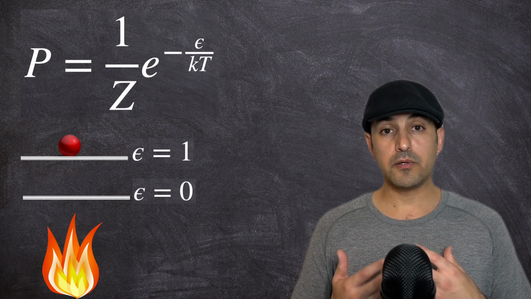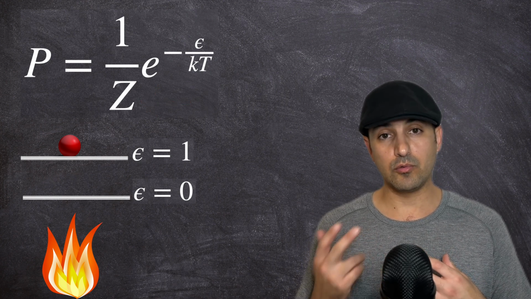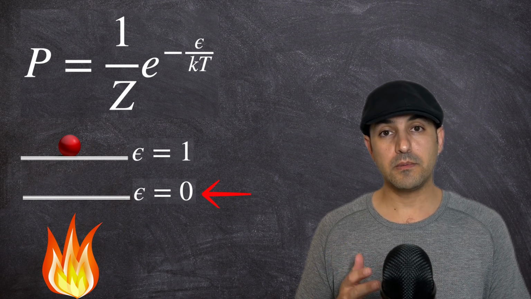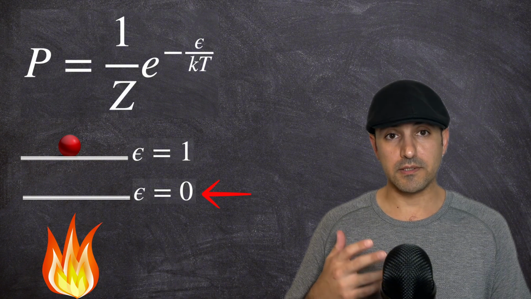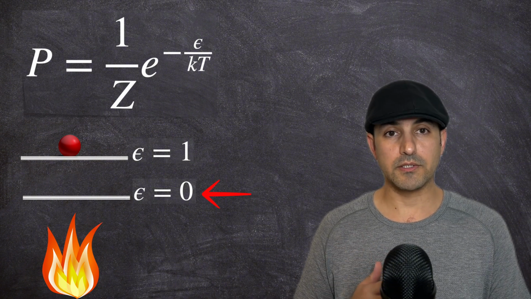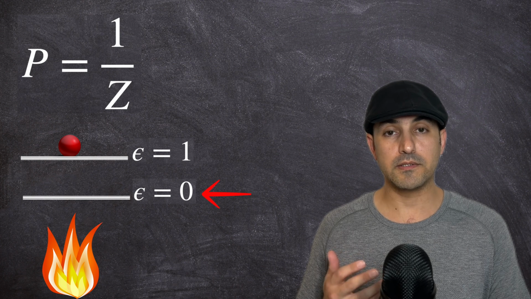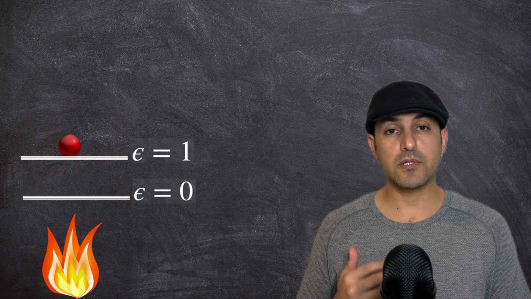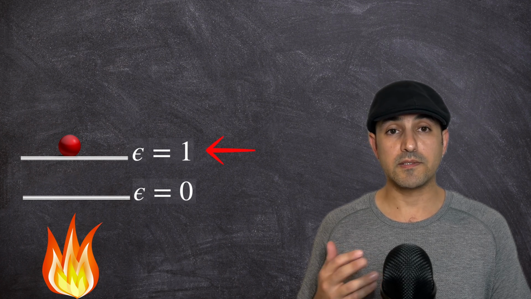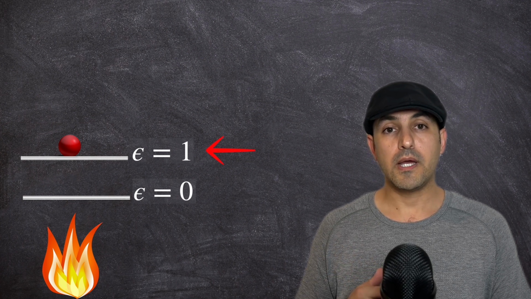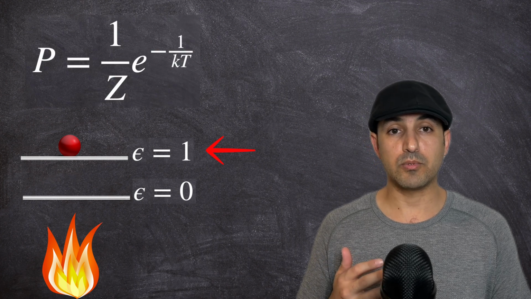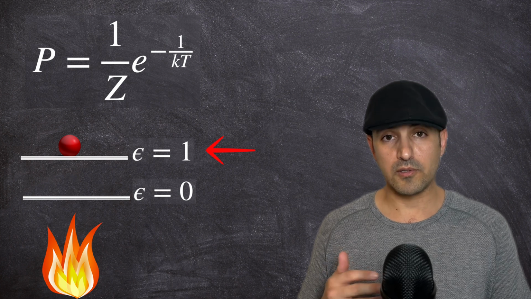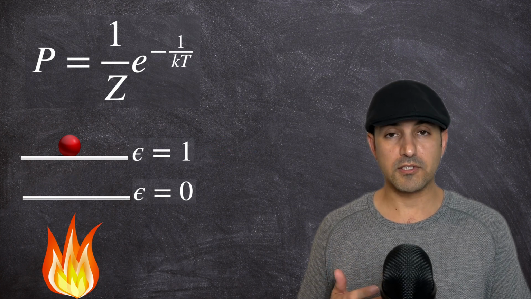For our particular example of a single particle with two energy states, there are only two possibilities. In the first possibility, the particle is in a state that requires zero energy, and therefore the probability is 1 over Z. The other possibility is that the particle resides in the state that requires energy equal to 1, and the probability is equal to the exponential of -1 divided by kT, the whole thing divided by the normalization factor Z.